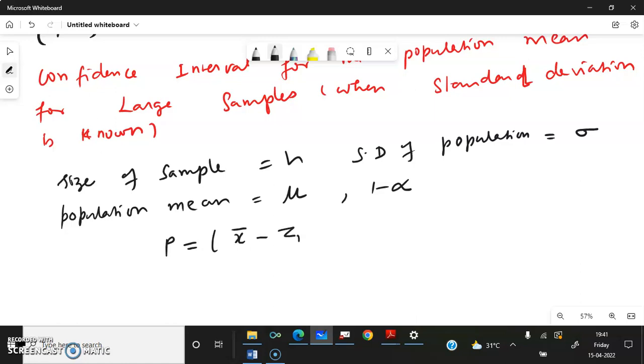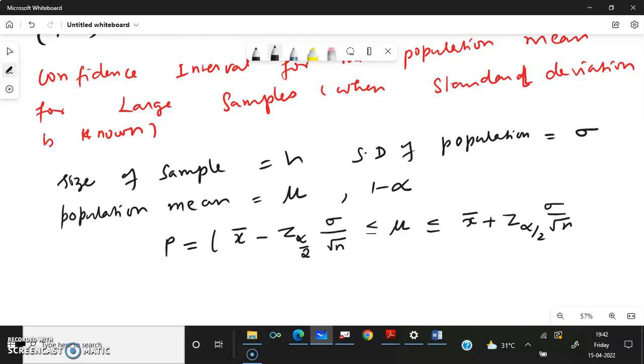Z alpha by 2. Why are we taking alpha by 2? Because its Z value gives only one part, 50%, and from that only we are taking, that is alpha by 2. Sigma by root n: sigma is the standard deviation of the population, and n is the size of the sample. Less than or equal to where our population mean lies. This interval only we are finding. X bar minus, and there, plus Z alpha by 2, taken from the table, sigma by root n. The confidence is 1 minus alpha.